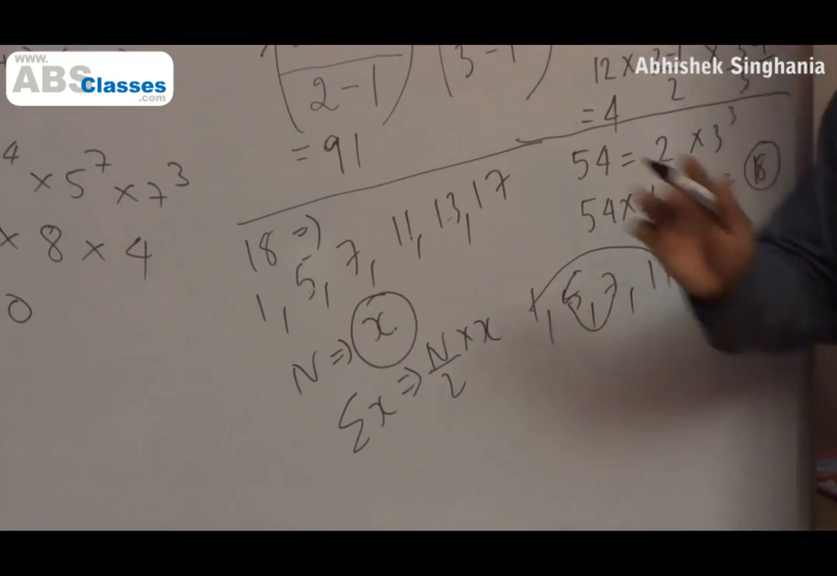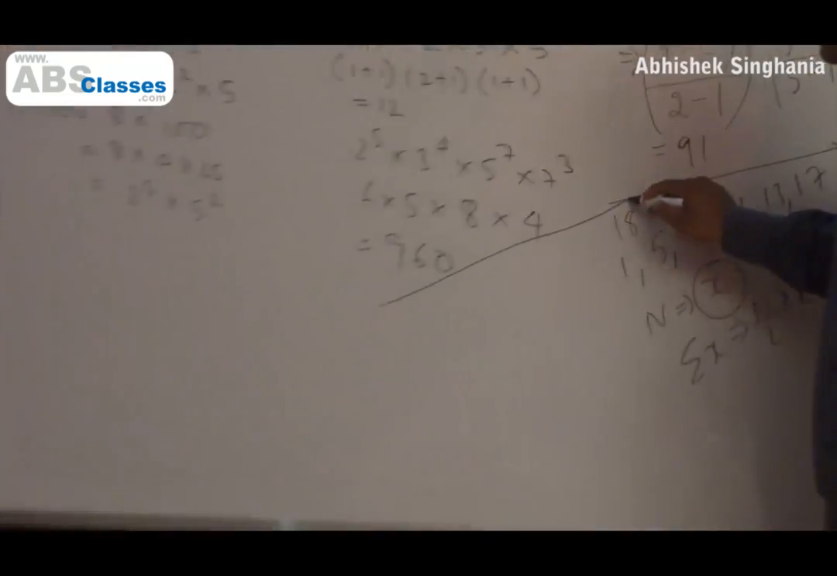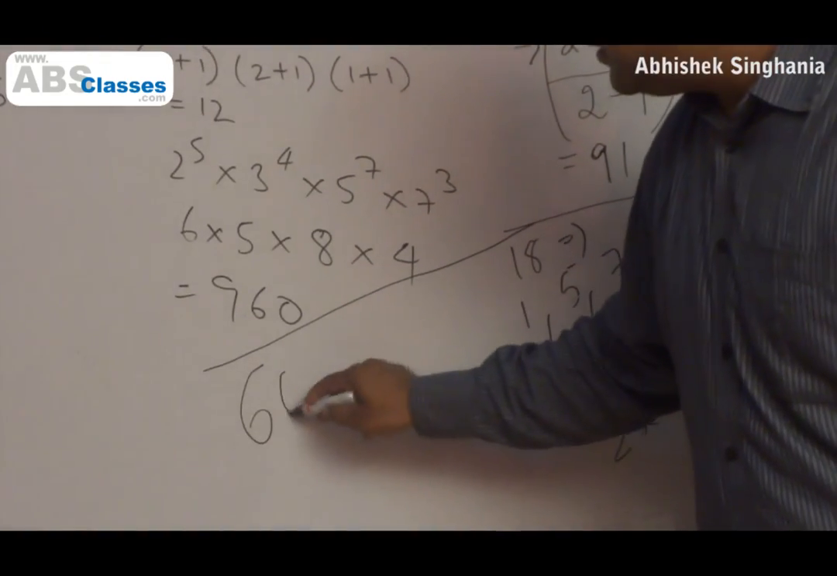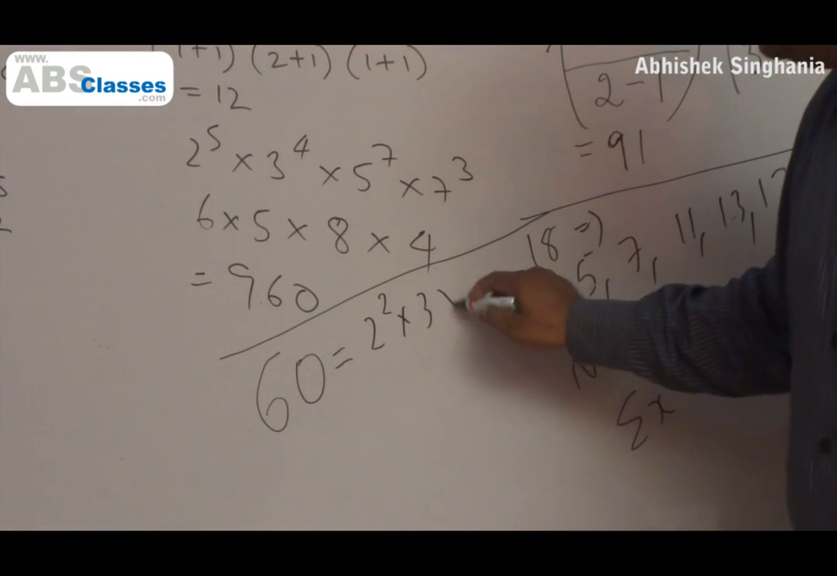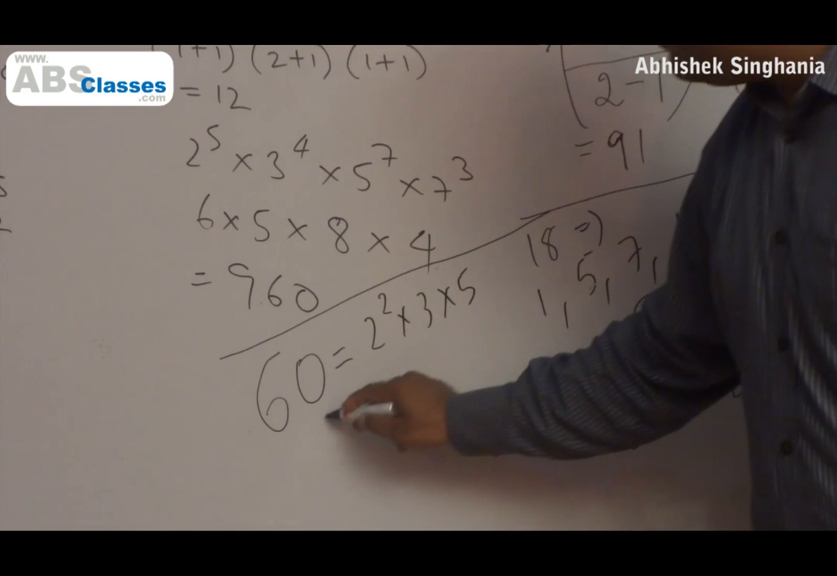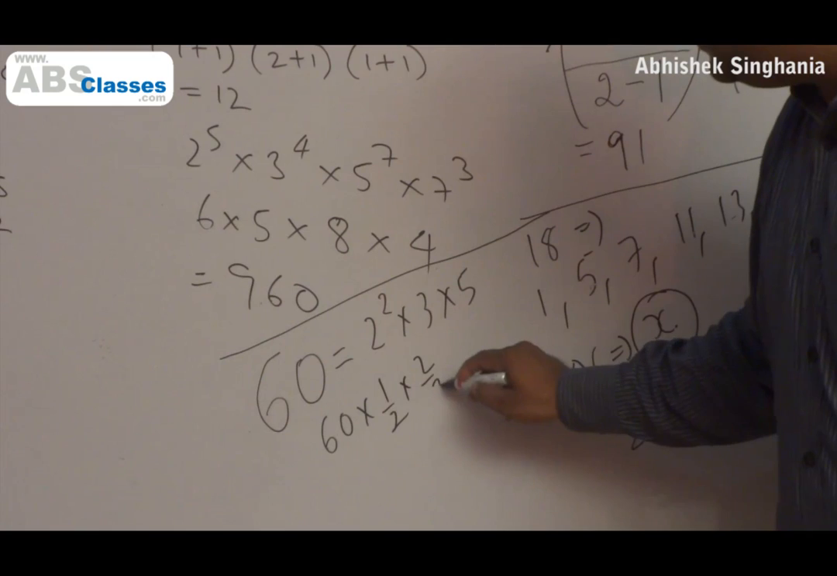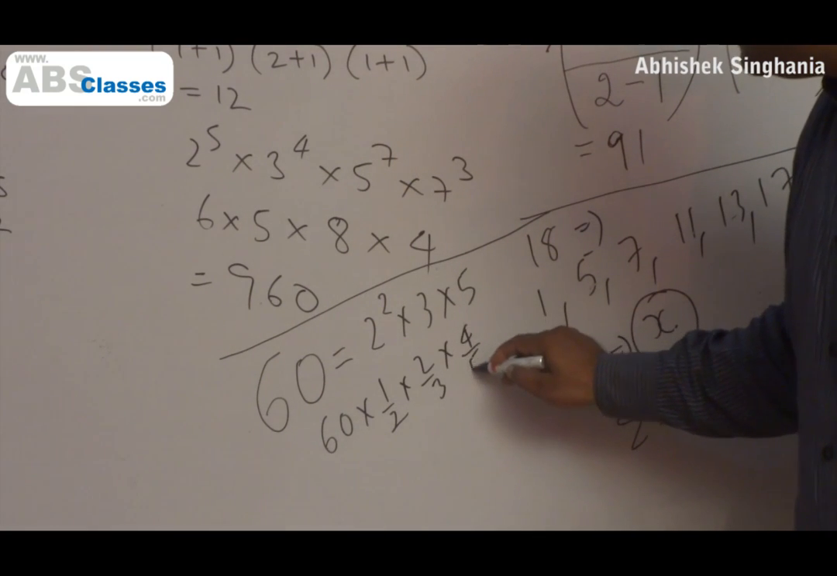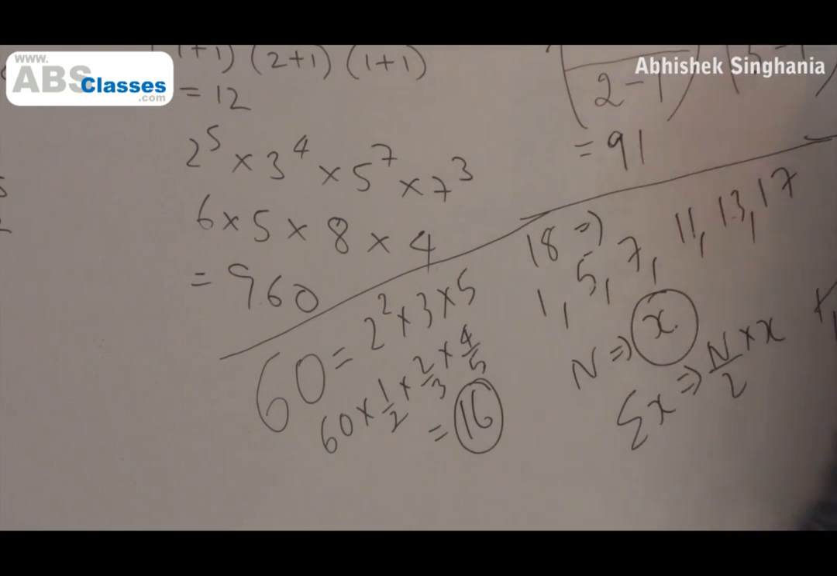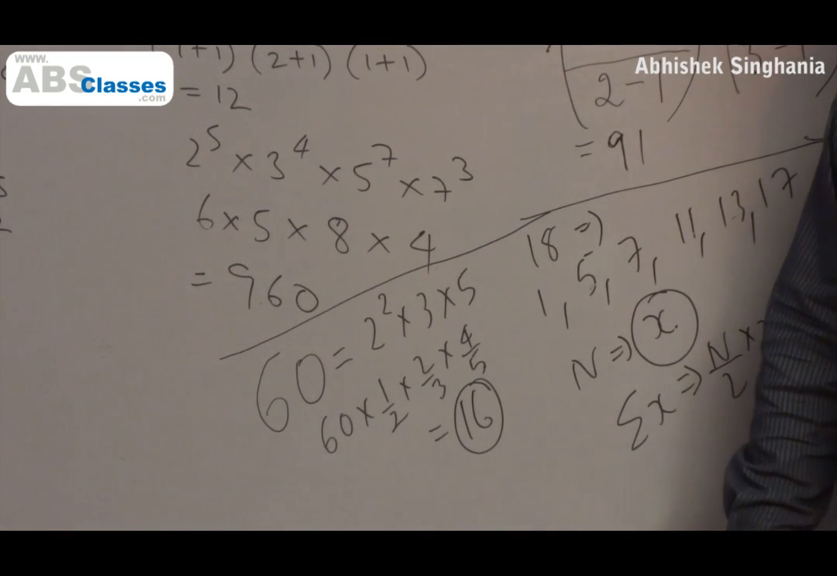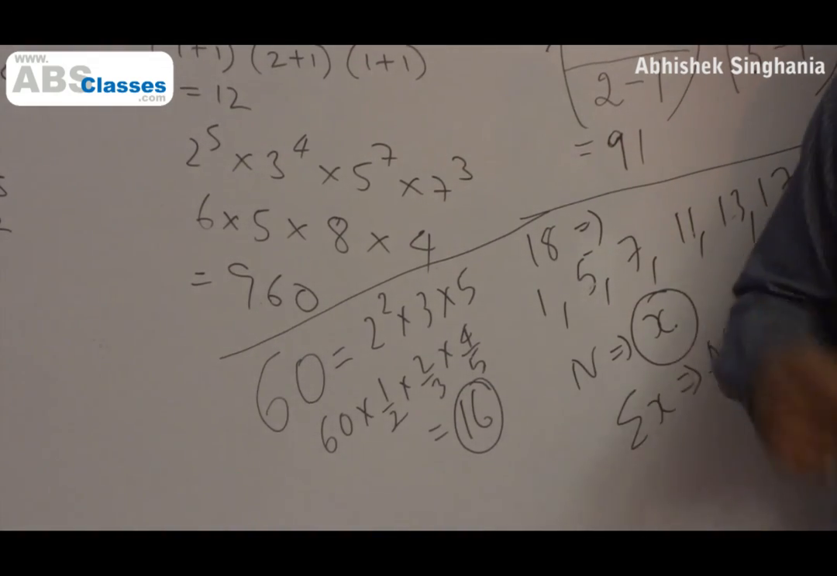For example, let's take 60. 60 can be written as 2 square into 3 into 5. Number of co-primes: 60 into half into 2 by 3 into 4 by 5, which will give us 16. So there are 16 numbers less than 60 which are co-prime to 60. What is the sum of all these numbers? 60 by 2 into 16, 480 is the answer.